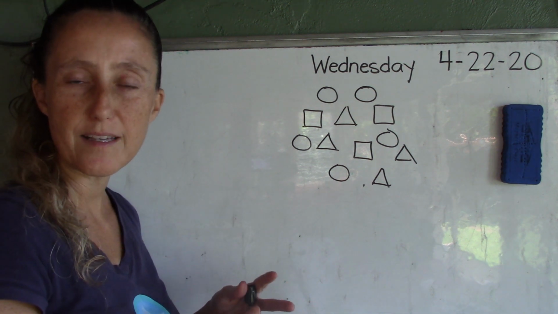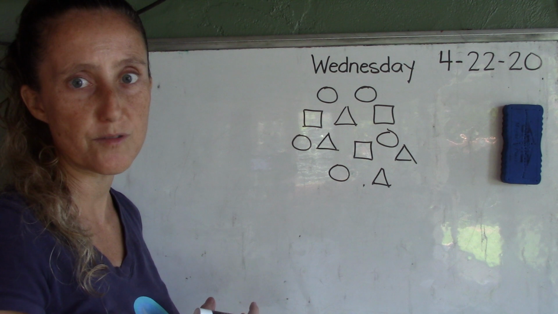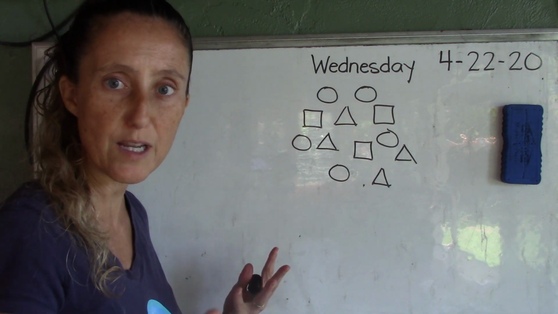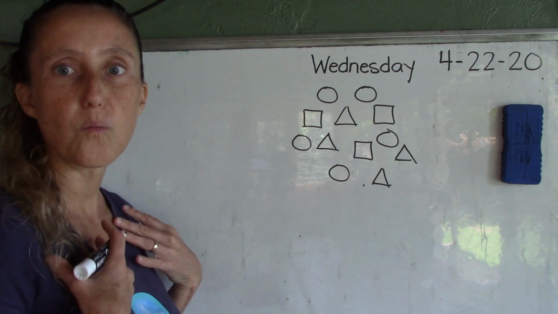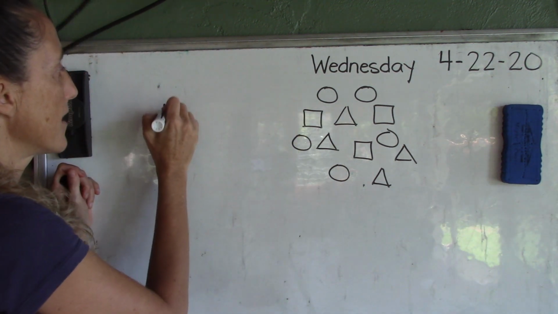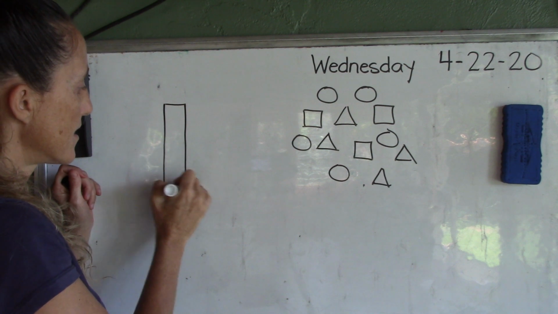Now you ask me, how many circles did you draw, Mrs. Kuzma? How many triangles? How many squares? Well, I'm going to make a bar graph to show you what I drew. So I'm going to make these 3, this is a graph.